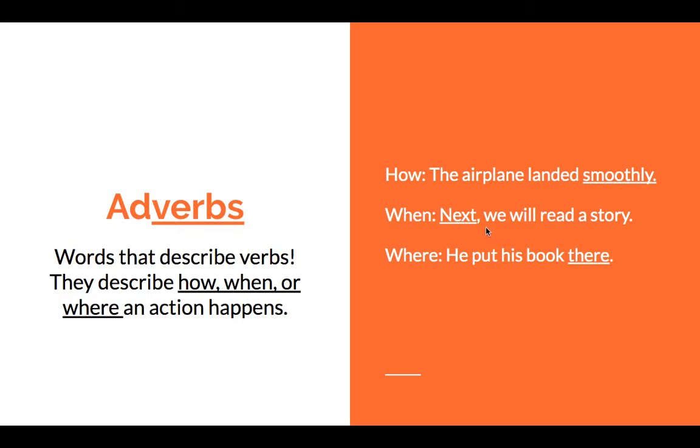Another question adverbs help us understand is when an action happens. So look at this sentence: next we will read a story. Will read is our verb or action, and next tells us when that will happen. And lastly, adverbs can tell us where an action happens. He put his book there. Put is our action, and there shows us where he put his book.